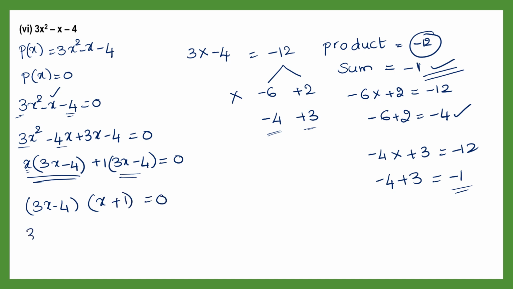Now each term should be made equal to 0. 3x minus 4 is equal to 0, 3x is equal to 4, x is equal to 4 by 3. Second term, x plus 1 is equal to 0, x is equal to minus 1. So we are able to find the zeros of the polynomial. What did you get? 4 by 3 and minus 1 are the zeros of the polynomial.